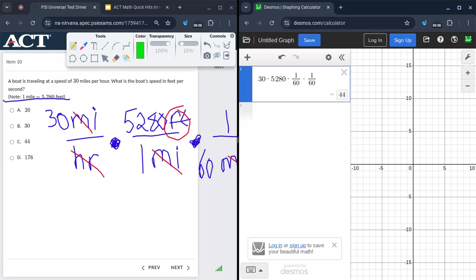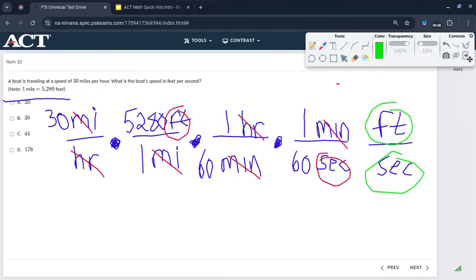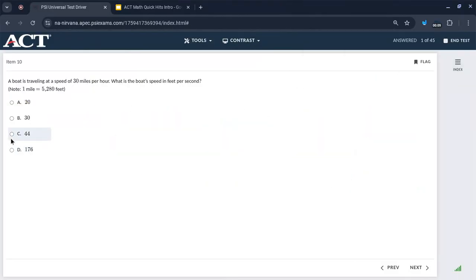And so now I do my calculation and I see I get 44, right? So 44 feet per second. Again, I don't need to spend time writing that, because that takes away a few precious seconds. So I know it's 44, which is answer C. If I could click it, then we can move on. There we go.